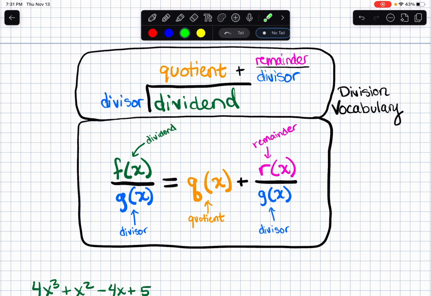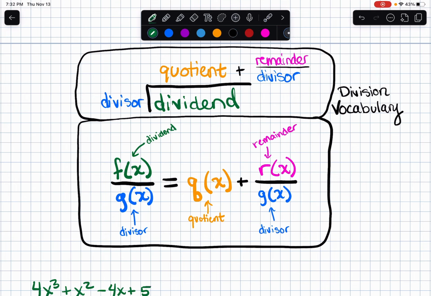When we divide numbers or polynomials or expressions, anytime we divide, the thing we are dividing is called the dividend. We divide our dividend by what's called the divisor. After we've divided, the result is the quotient. So the quotient is all of the values that go evenly into the dividend. The quotient plus the remainder. And our remainder we can express as a fraction by putting it over the divisor.